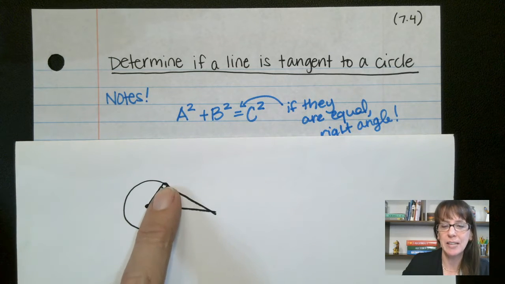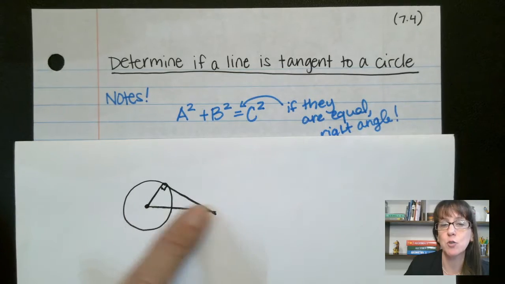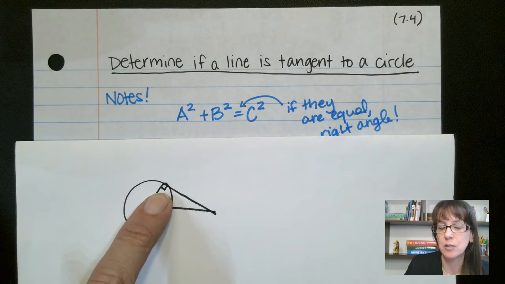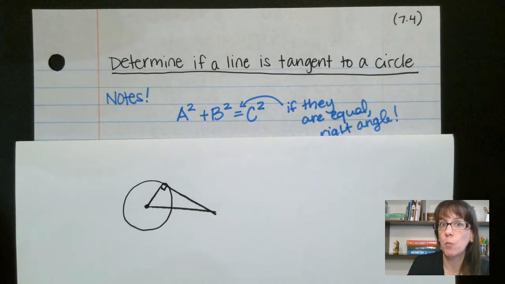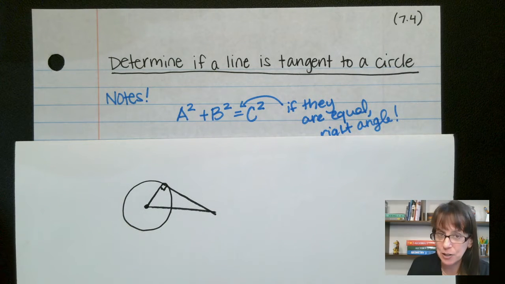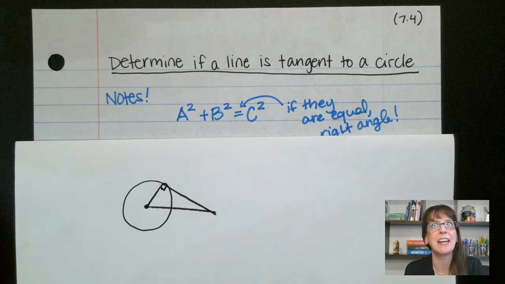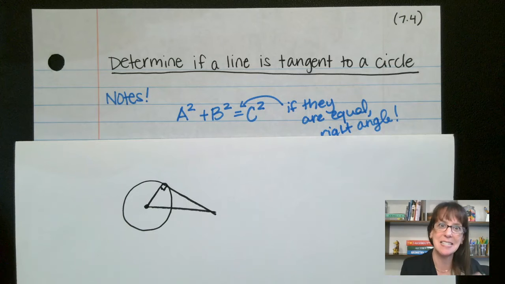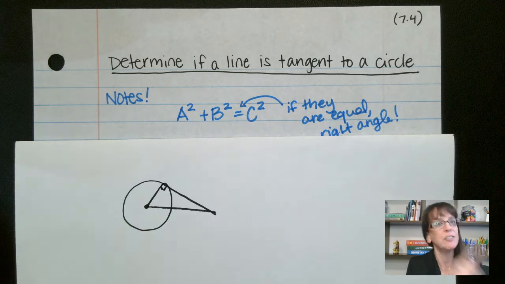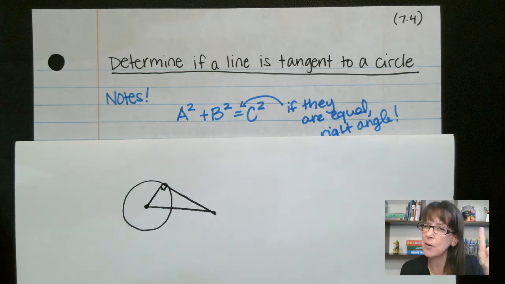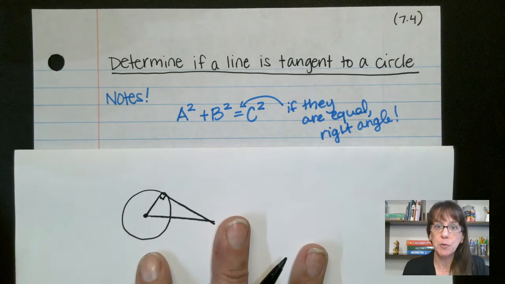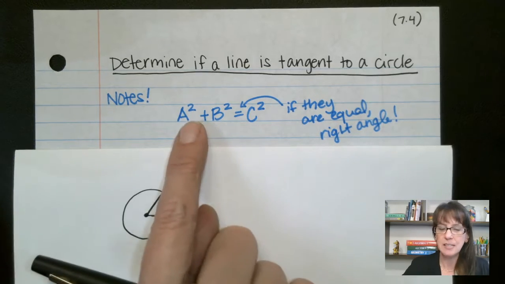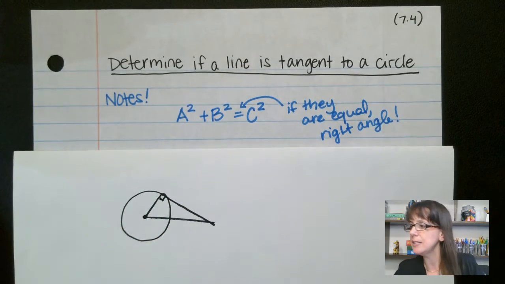So if I can determine that this is a right triangle, that means that angle is a right angle, which means it's tangent to the line, because if it touches at one place and it is a 90-degree angle, it is tangent to the line. If it is tangent, then that means it is a 90-degree angle. If it is a 90-degree angle, that also means that it's tangent. I know that sounds kind of weird, but we can flip those two things around. So if they are equal, it's a right angle, right? If a squared plus b squared equals c squared, then it is a right angle.